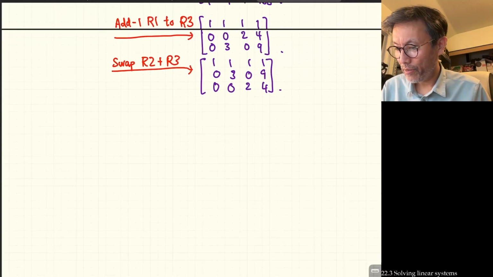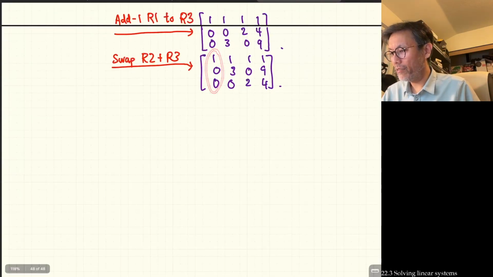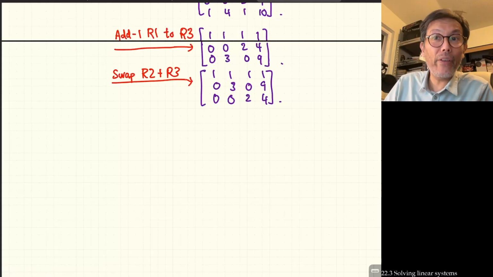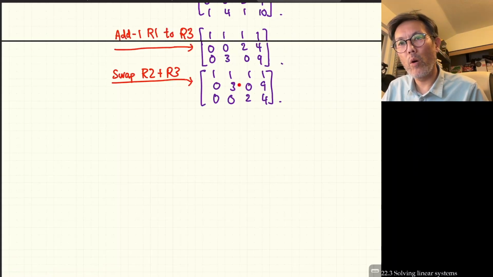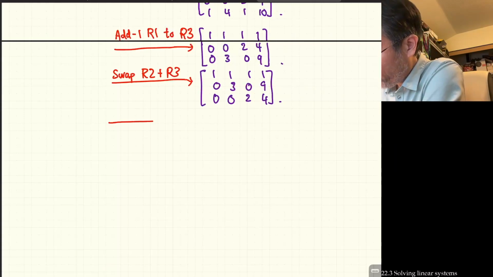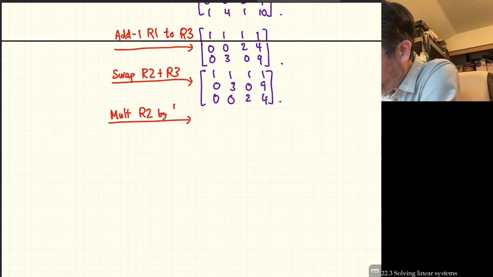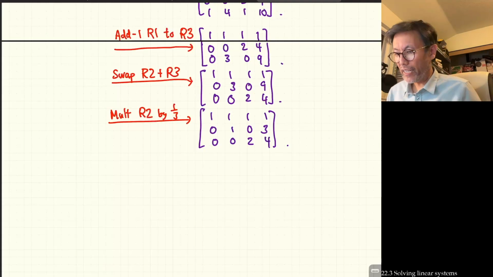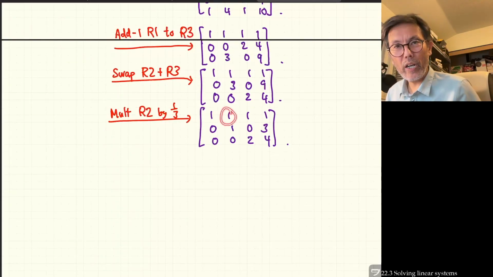Next, because I'm satisfied with this column right now, I'm going to use this non-zero entry here. This is sometimes called a pivot. I'm going to make that pivot equal to 1 by multiplying row 2 by 1/3. I'm allowed because 1/3 is not 0. We got 1, 1, 1, 1, 0, 1, 0, 3, 0, 0, 2, 4. Okay, pretty happy.